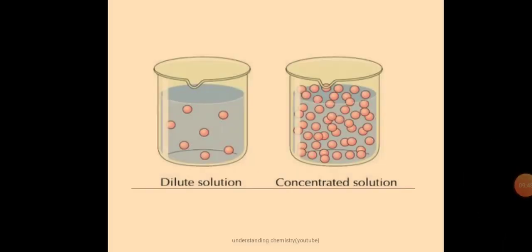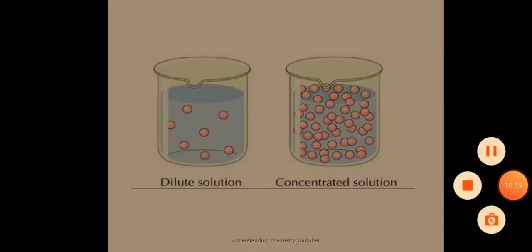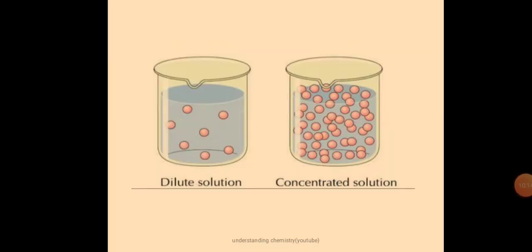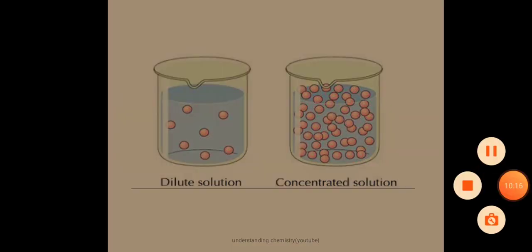Dilute solution means the amount of solute is rather less compared to the mass of the solvent, whereas concentrated solution means the amount of solute is relatively more for a given mass of the solvent. The amount of solute is comparatively more for a given mass of a solvent. With this, we are finishing the terminologies related to that particular lesson.